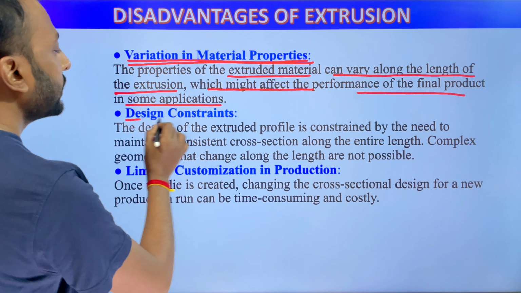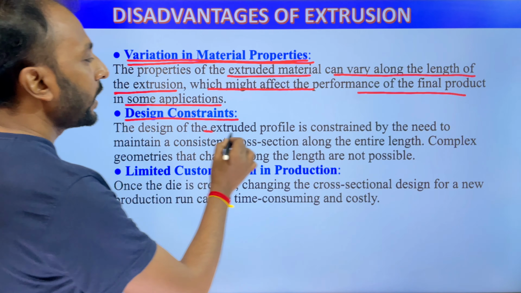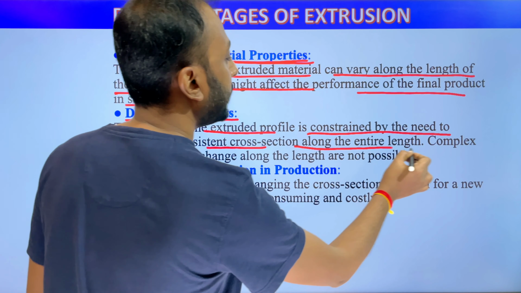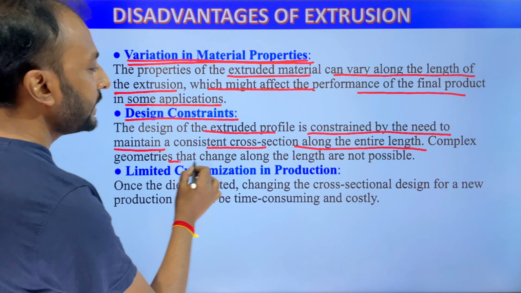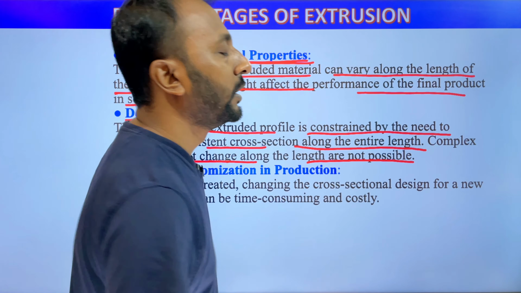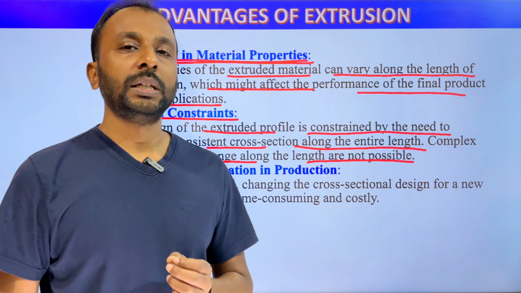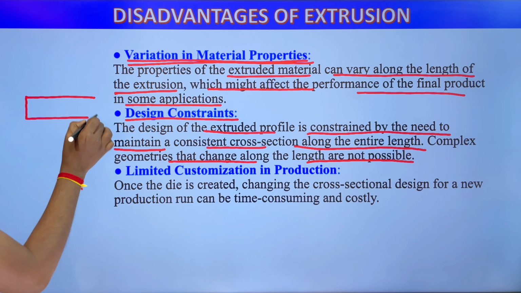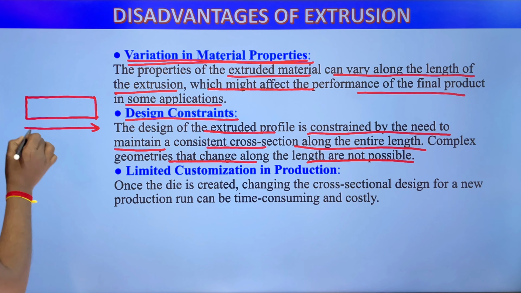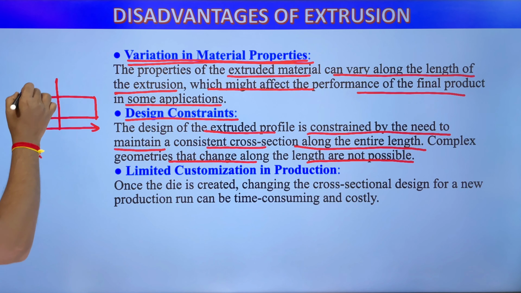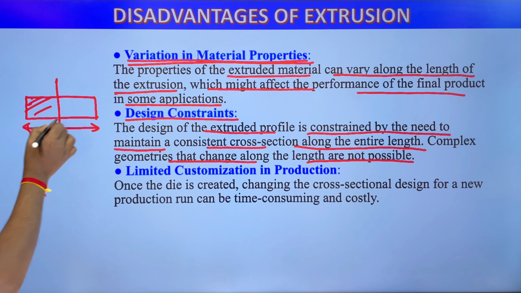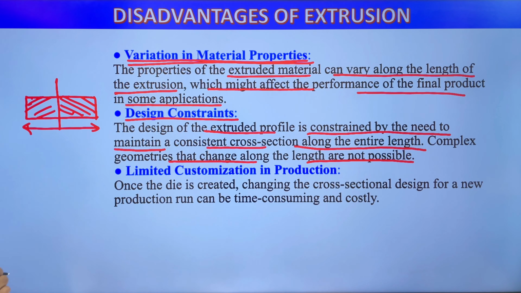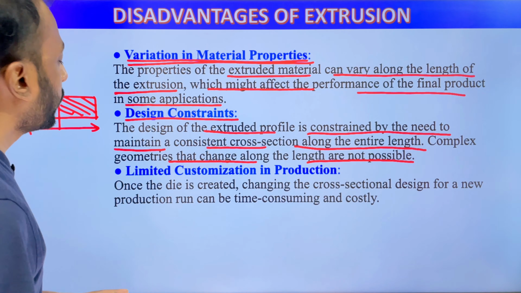Next is design constraint. The extruded profile is constrained by the need to maintain a consistent cross section along the entire length. So complex geometries that change along the length are not possible. When we are doing a profile in extrusion, the profile will be the same through the entire length. We cannot make one profile in half the length and an alternate profile in the other half. This is another limitation of the extrusion process.